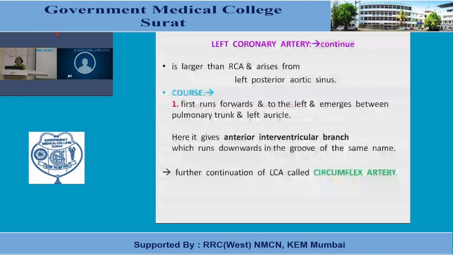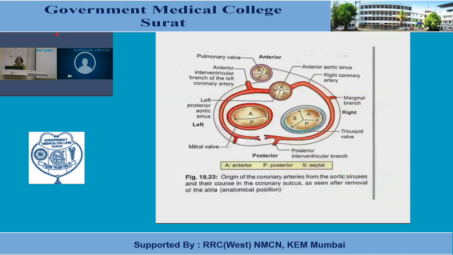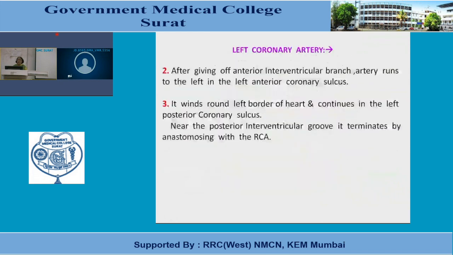So we can say the branches of the left coronary artery are, number one, the anterior interventricular branch, and number two, the circumflex. The posterior interventricular branch is a branch of the right coronary artery. After giving off the anterior interventricular branch, the artery runs to the left in the left anterior coronary sulcus. It winds round the left border of the heart and continues in the left posterior coronary sulcus. Near the posterior interventricular groove, it terminates by anastomosing with the right coronary artery.